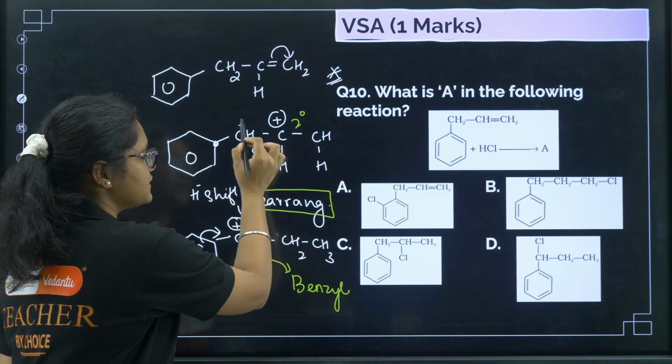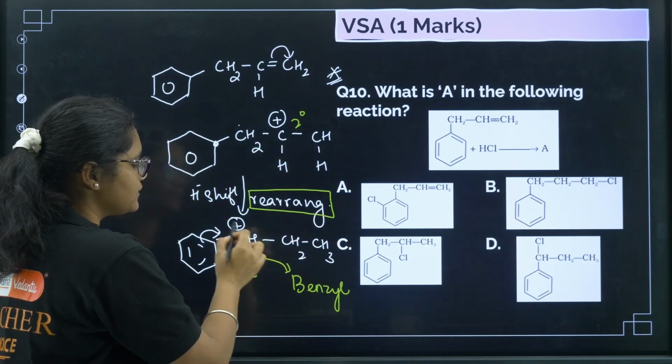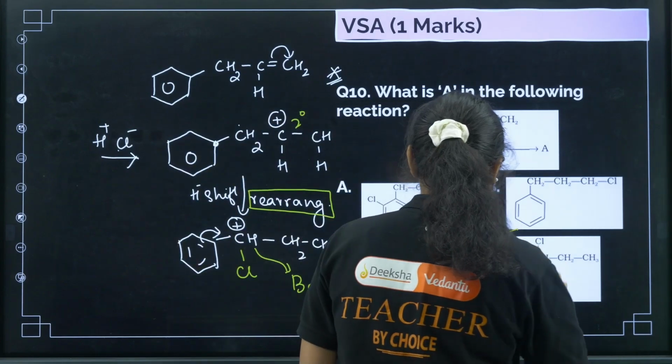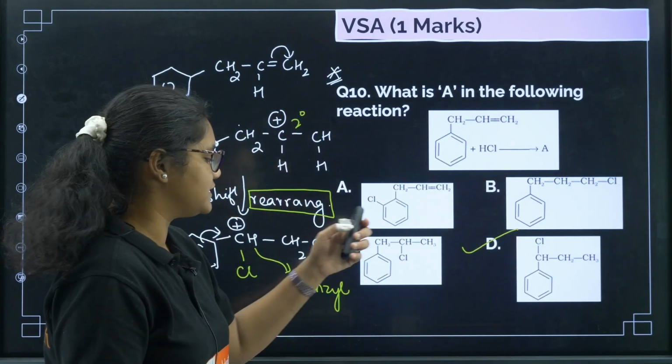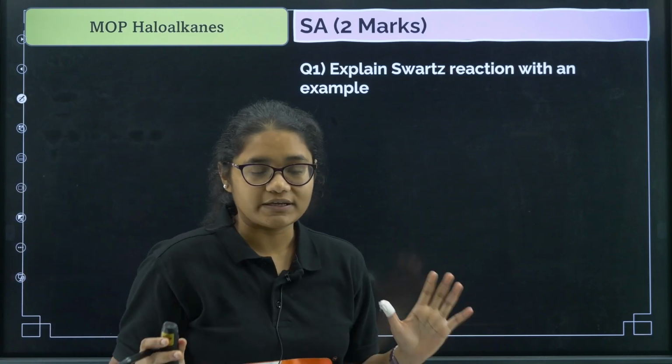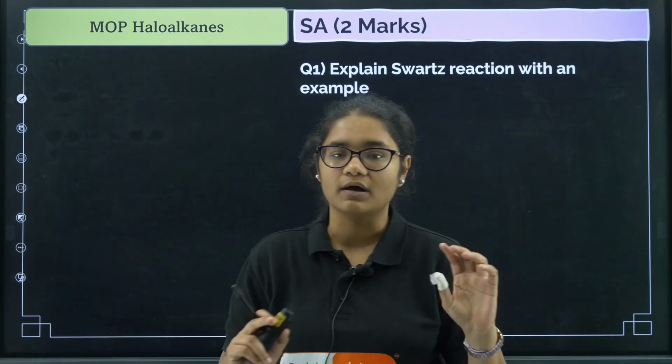The hydrogen shifts here, we get a positive charge here, and then the chlorine attacks here, right? So the correct answer here will be option number D. Okay, so please change this. Now we will go to the next part, that is the 2 marker questions.